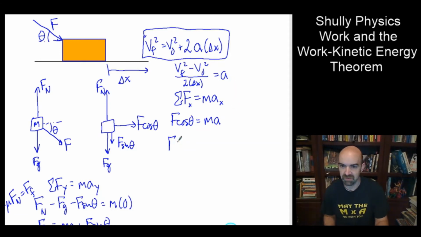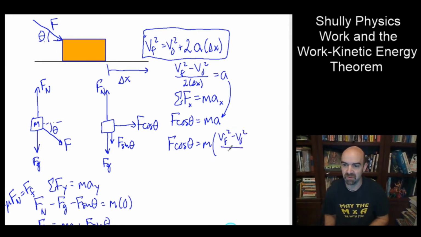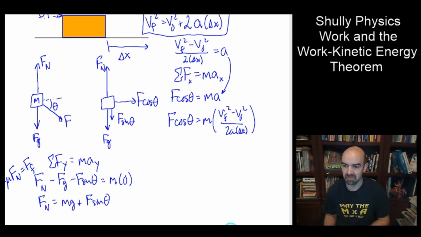I'm just going to redo that because that's a funky F. We're going to plug acceleration in down there. F cosine theta equals m, and then we've got VF squared minus V initial squared over 2 delta X. I've got an m hanging out in front here, so I don't really need the parentheses. Let's pull some of the stuff out.